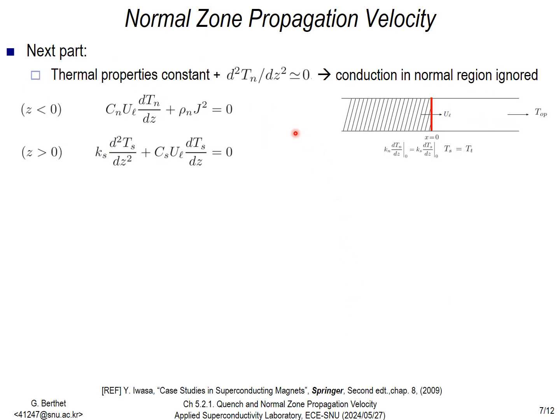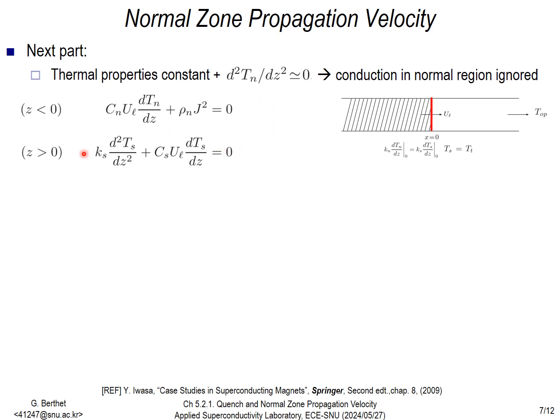We will consider the thermal properties of the material constant versus temperature and the second derivative of the temperature in the normal zone close to zero. These assumptions individually don't look strong, but in reality, that means that we ignore totally the conduction term in the normal zone. Also, keep in mind that the thermal properties of HTS vary a lot between their operating temperature and their transition temperature, so this assumption is usually used for LTS.